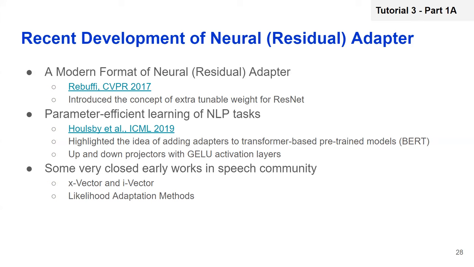But there are two major differences. The first difference is they introduce an up and down projection as the submodule of this adapter. We're going to look at this later. And further, they introduce a specific activation function, GLU, which has been proved to be quite critical when we design these adapters. And I would say some fairly early work in the speech community should also be appreciated, like x-vector, i-vector based techniques, and also likelihood based adaptation techniques.